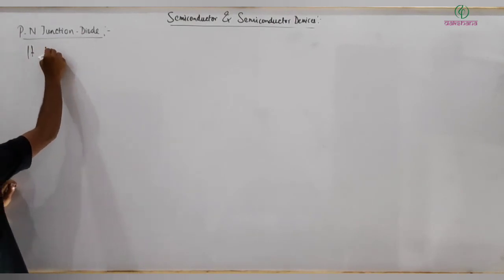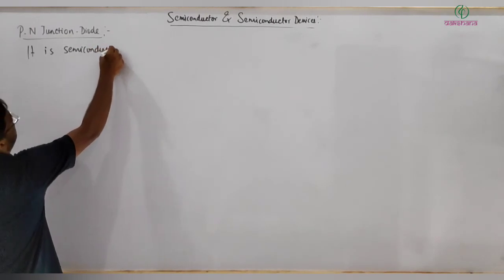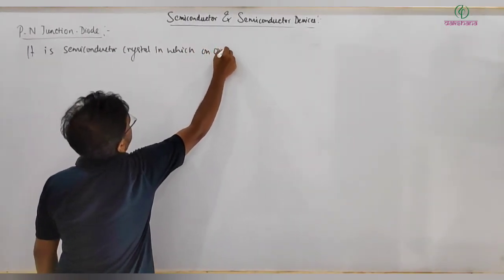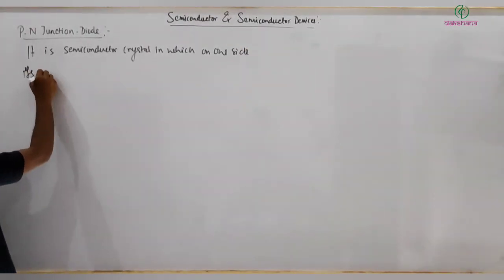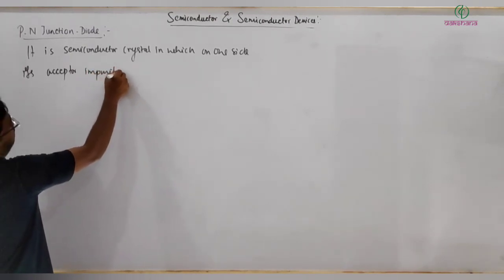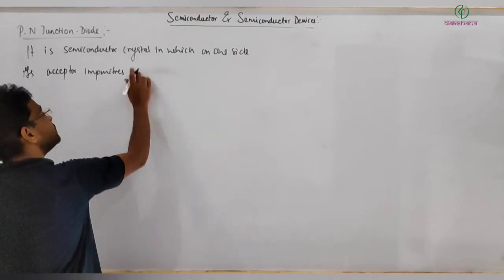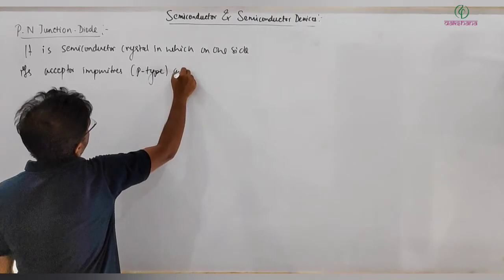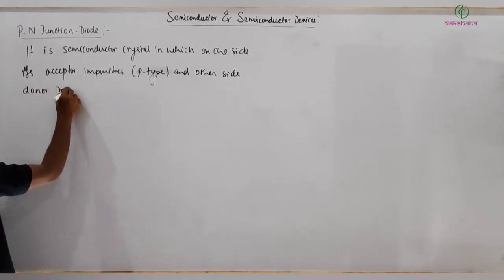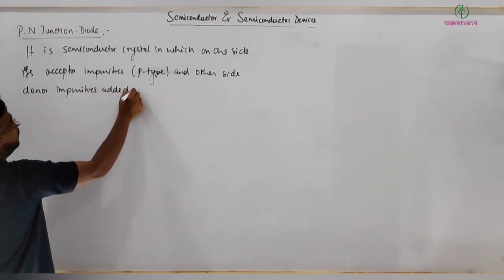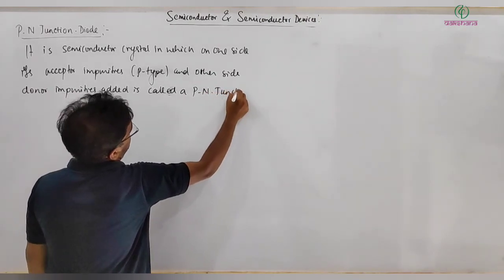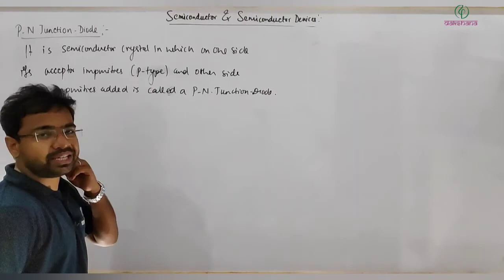It is a semiconductor crystal in which on one side acceptor impurities are added, acceptor impurities meaning p-type, and on the other side donor impurities are added. This is called a PN junction diode, or we can call it simply a diode or PN junction.